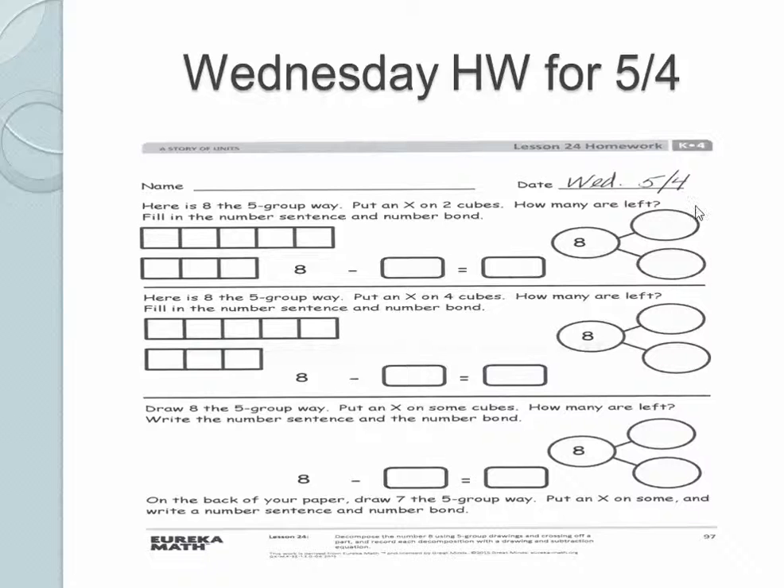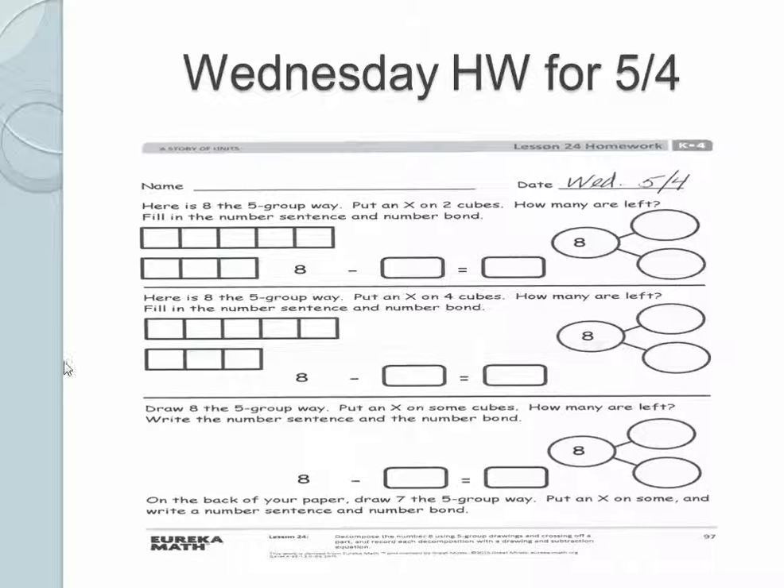Now for Wednesday's homework, you are going to again read these word problems they have given. Here is 8, the 5 group way. When they say 5 group way, that means they are going to draw 5 first and the remaining number that makes 8 after. So 1, 2, 3, 4, 5 squares are drawn first. 6, 7, 8 is drawn after drawing the 5. So 5 and 3 is what makes 8.